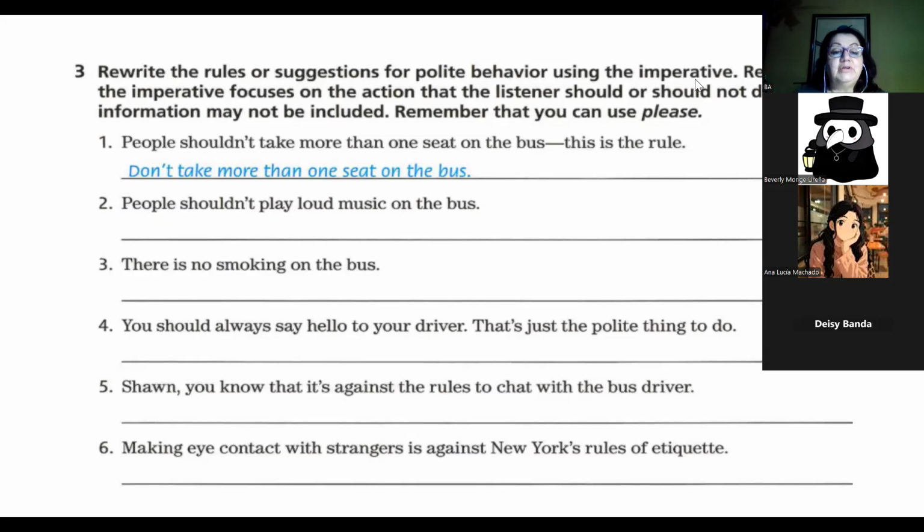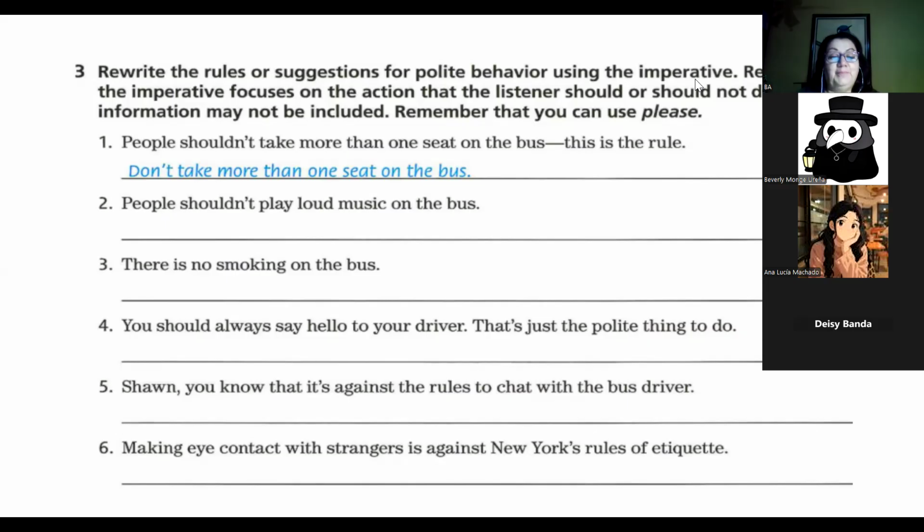Number 3, there is no smoking on the bus. Don't smoke on the bus. You should always say hello to your driver. That's just the polite thing to do. Always say hello to your driver.